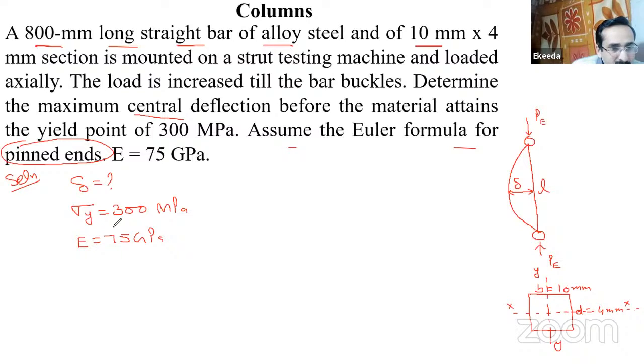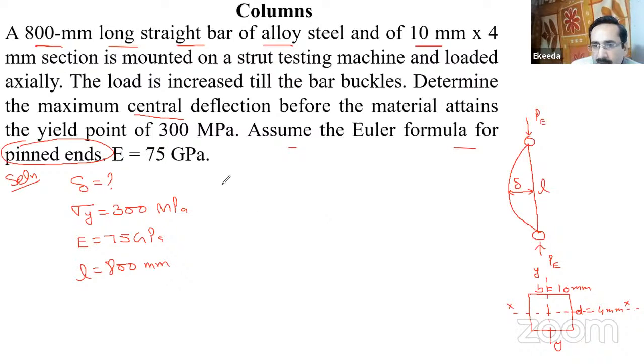So delta, sigma y, E is given, right? We have to find out the deflection, and E is given to us, and length is given to us, that is 800 millimeter, right? So how to proceed?